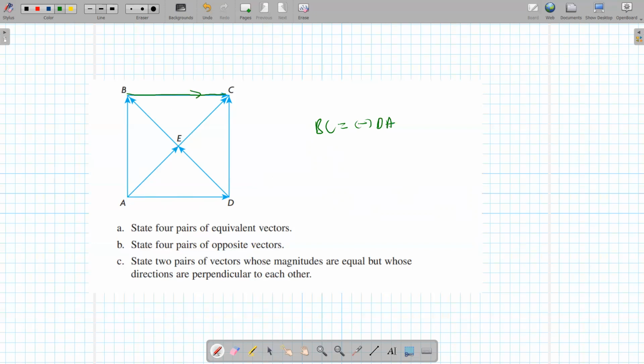This thing is the same thing as if you took D to A and you flipped it, right? Let's say this is vector, I don't know, let's use a different letter, K. This is K. That means D to A must be negative K, right? So what we're saying is B to C is negative D to A. So if B to C is K, negative D to A we know is negative K. And look at that, negative signs cancel out, K is K. Okay? Name me another one. Opposite. There's a lot of them here.